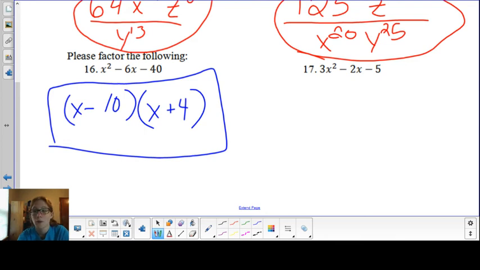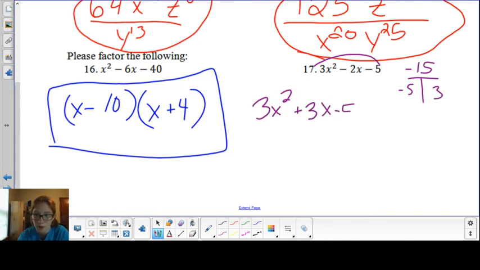This one we have to do RT. So 3 times 5, negative 5 is negative 15. So it goes to negative 15, adds to 2. Well, hey, guess what? Negative 5 and 3. So I have 3x squared plus 3x minus 5x minus 5.